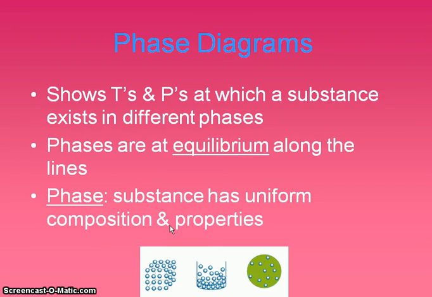A phase diagram then is going to be a graph that shows temperature and pressures at which a certain substance exists in different phases. So every different substance is going to have its own phase diagram. Phases are at equilibrium along the lines of the diagram, and a phase itself just means the state of matter that it's in. So when the substance has complete uniform composition and properties, so it's a solid, it's a liquid, or it's a gas.